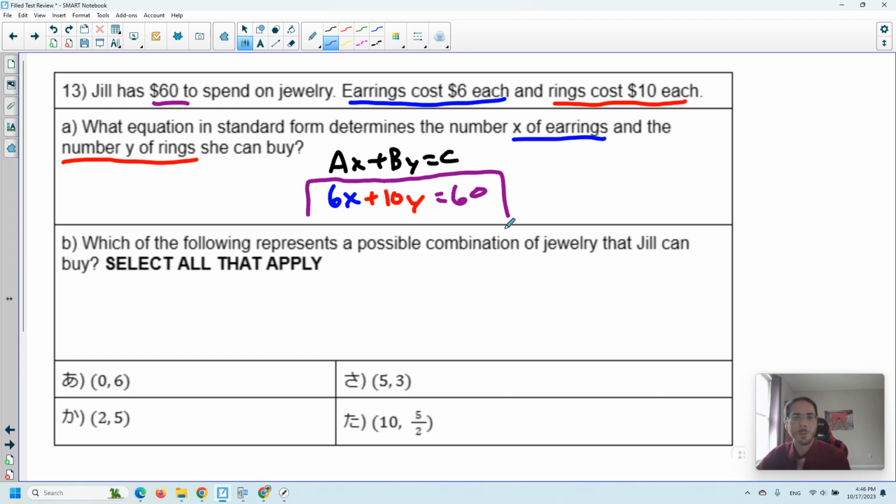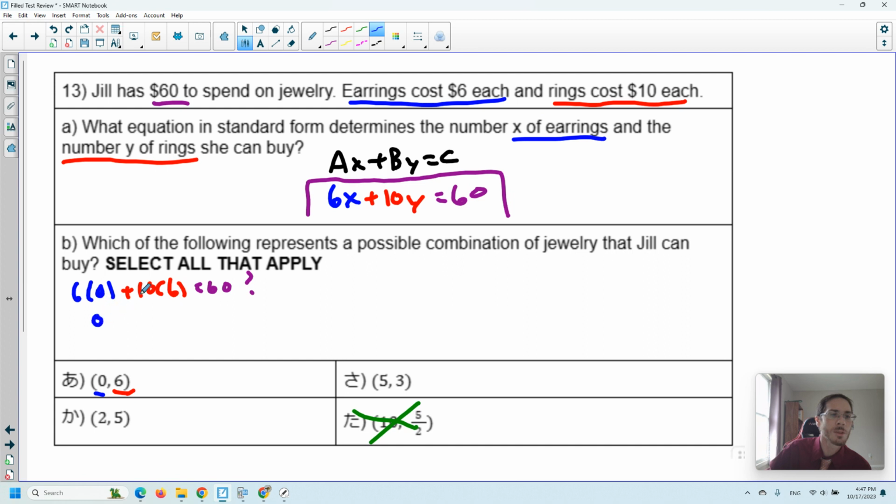Part B, which of the following represents a possible combination that Jill can buy? Select all that apply. Again, we're just kind of testing them to see if they work. One of them is glaringly not going to work, if we logically think about it. You can't really buy 5 halves of a ring, so no. But we'll test out the other ones. Remember, these are going to be the x's, and these are going to be the y's. So all I'm going to do is plug them in. So 6 times 0 plus 10 times 6 equals 60. So we're trying to figure that out.